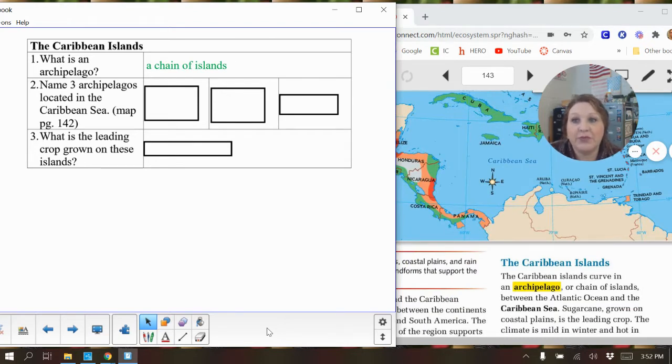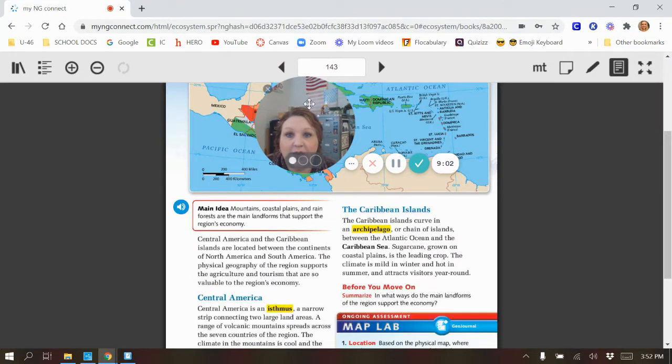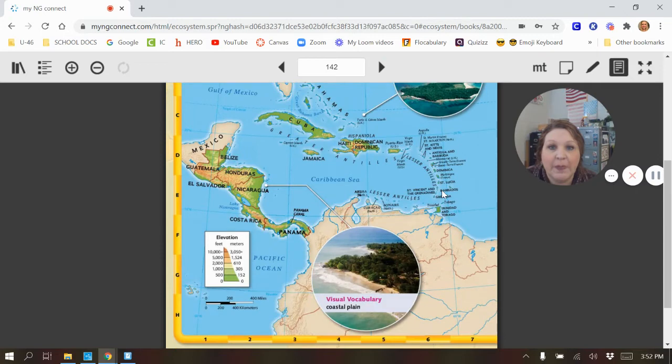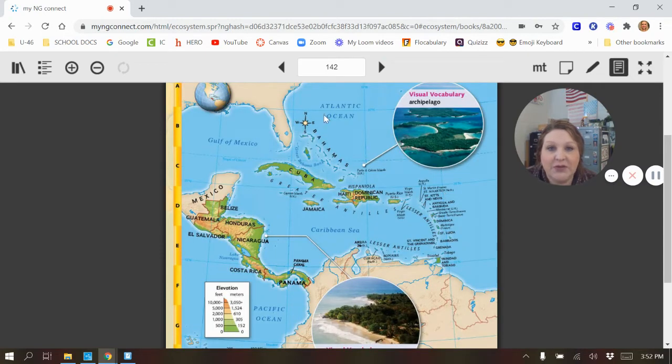So number 2 is to name 3 archipelagos that are located in the Caribbean Sea using the map on page 142. So I am going to once again make this a little bit bigger, and I am going to go back to page 142. So we have chains of islands. So that means we're going to be looking over here in this area. And so we have what's called the Greater Antilles, and we have the Lesser Antilles here, and we also have the Bahamas. So all of these little islands here are a chain of islands, and that's the Bahamas.